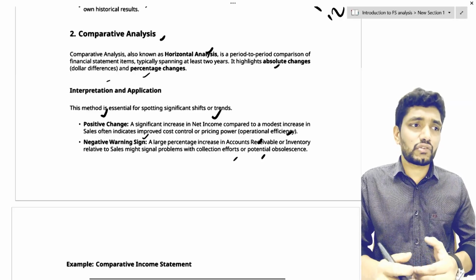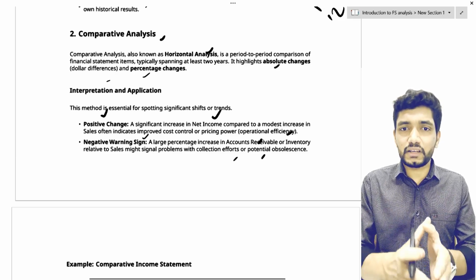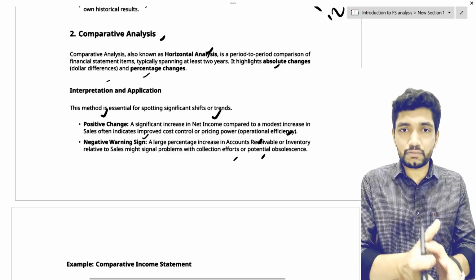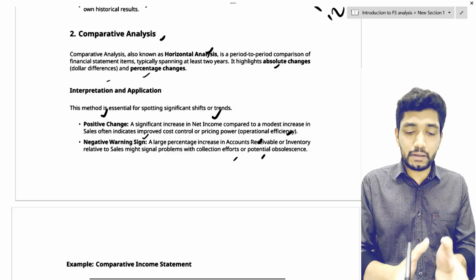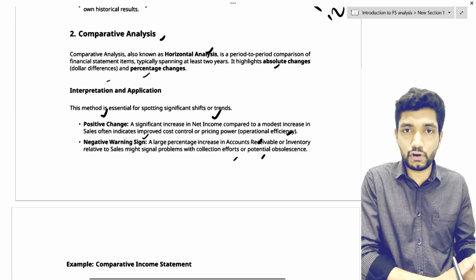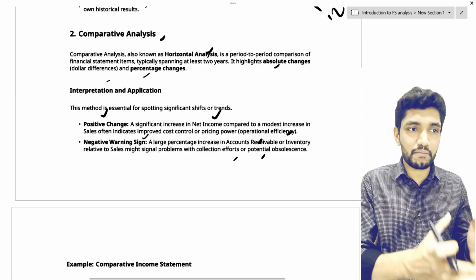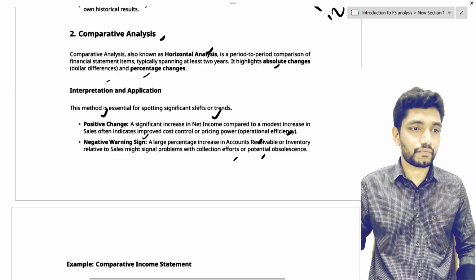So by doing this comparative or horizontal analysis, the financial statement can be compared with the previous performance, and we can get the positive changes. What are the positive changes compared to previous year performance? And we can get a negative or warning sign from the comparative statement analysis.